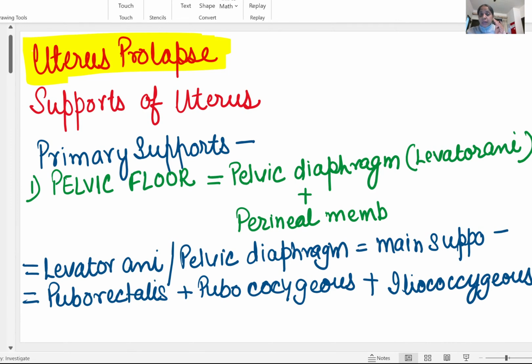The primary support mainly consists of the muscular support, the one which is making the pelvic floor. We have studied the pelvis in labor, right? The pelvic floor is made by the levator ani. So the levator ani muscle is the main muscle which supports the uterus.